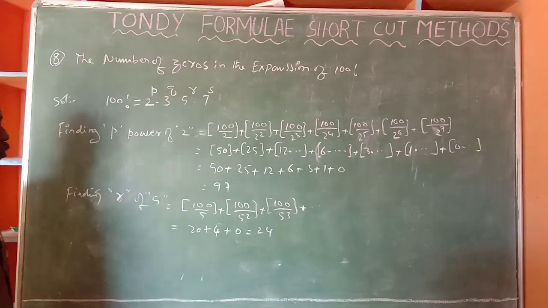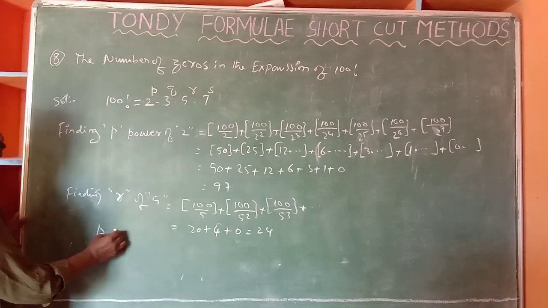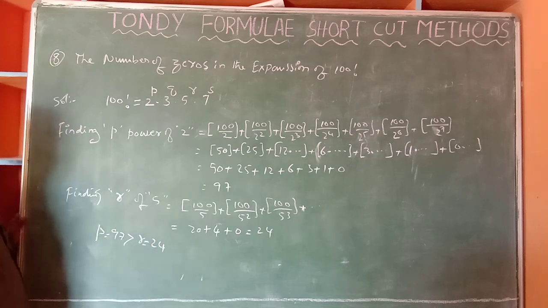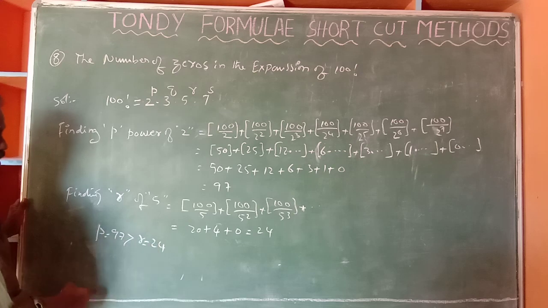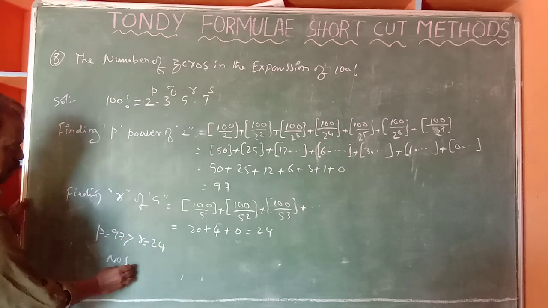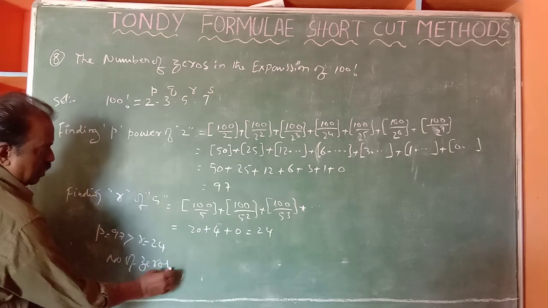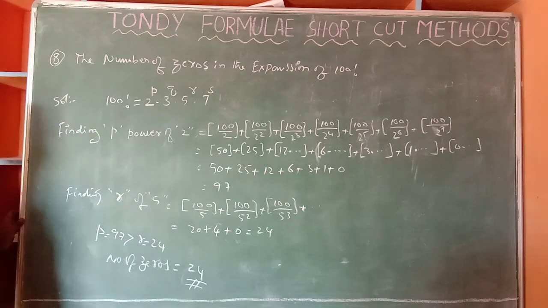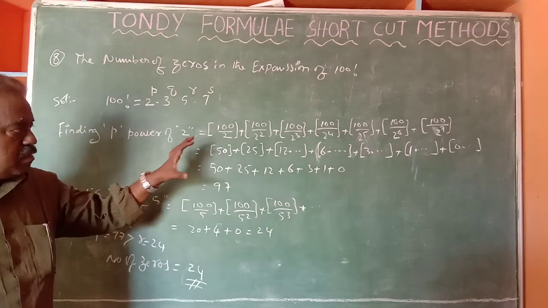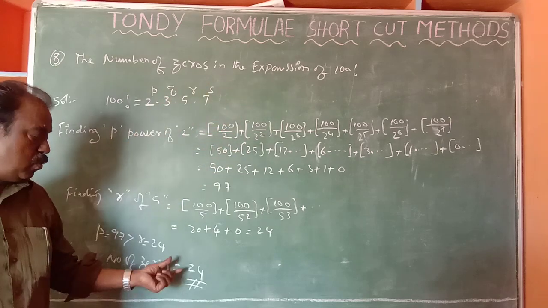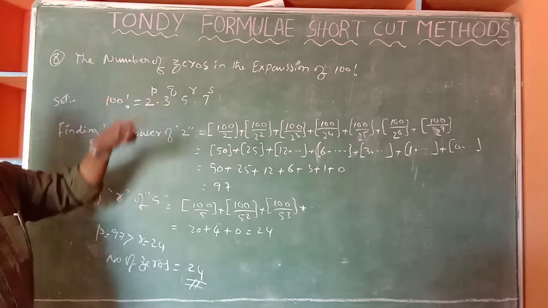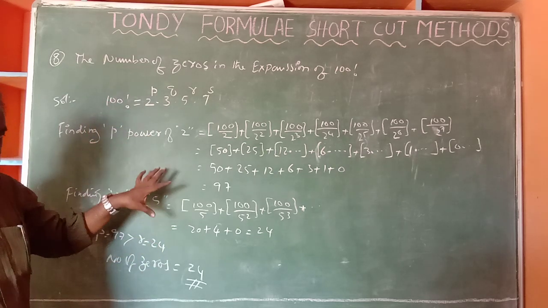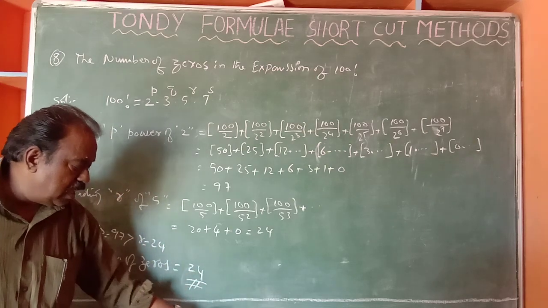Now, here p is equal to 97, which is greater than r is equal to 24. What I told you already, we discussed: p is greater than r. So the number of zeros is 24. In that expansion of 100 factorial, some digits will come and at the end 24 zeros are there. That is the answer to this question. You follow this one. But it is not needed to do all these things, it is just to know the concept.